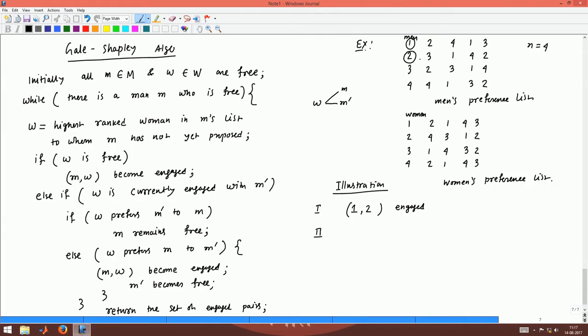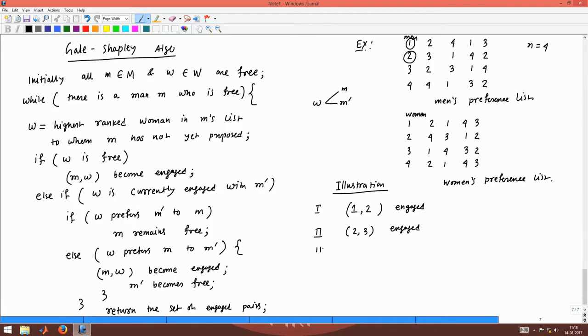and for the second man, W will be 3, because in the second man's list the highest ranked woman whom he has not proposed to yet is 3. So, man 2 will propose to 3 and 3 is free. So, 2 and 3 will become engaged.